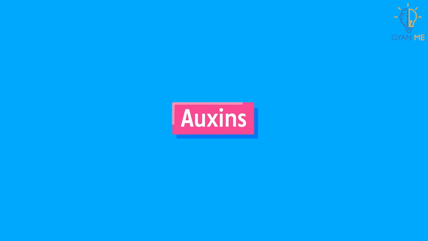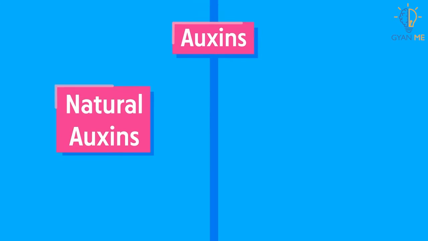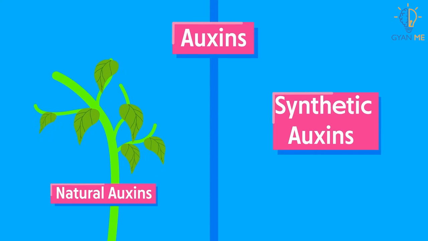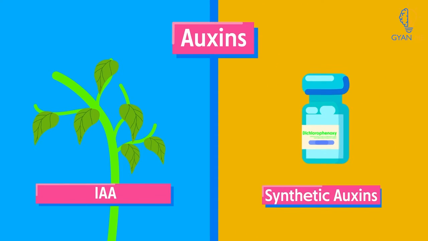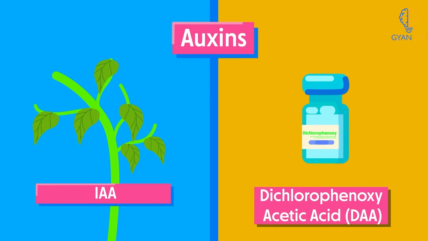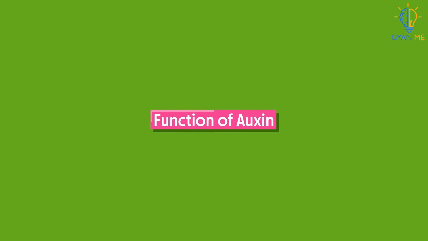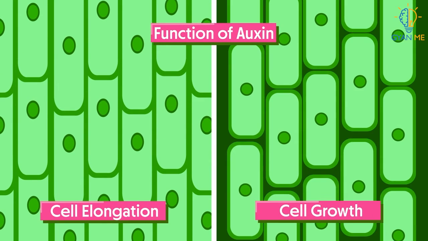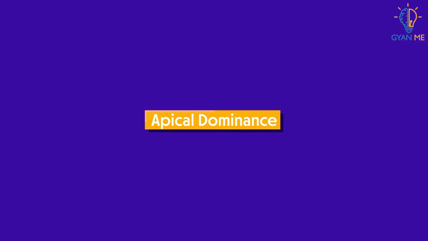Auxins are classified into two types, namely natural auxins and synthetic auxins. Auxins produced by plants are called natural auxins. For example, indole acetic acid, that is IAA. While auxins produced artificially are called synthetic auxins. For example, dichlorophenoxyacetic acid. Now let's see the function of auxin. The most significant role of auxin is cell elongation or cell growth. They promote cell division. Auxin also promotes apical dominance.